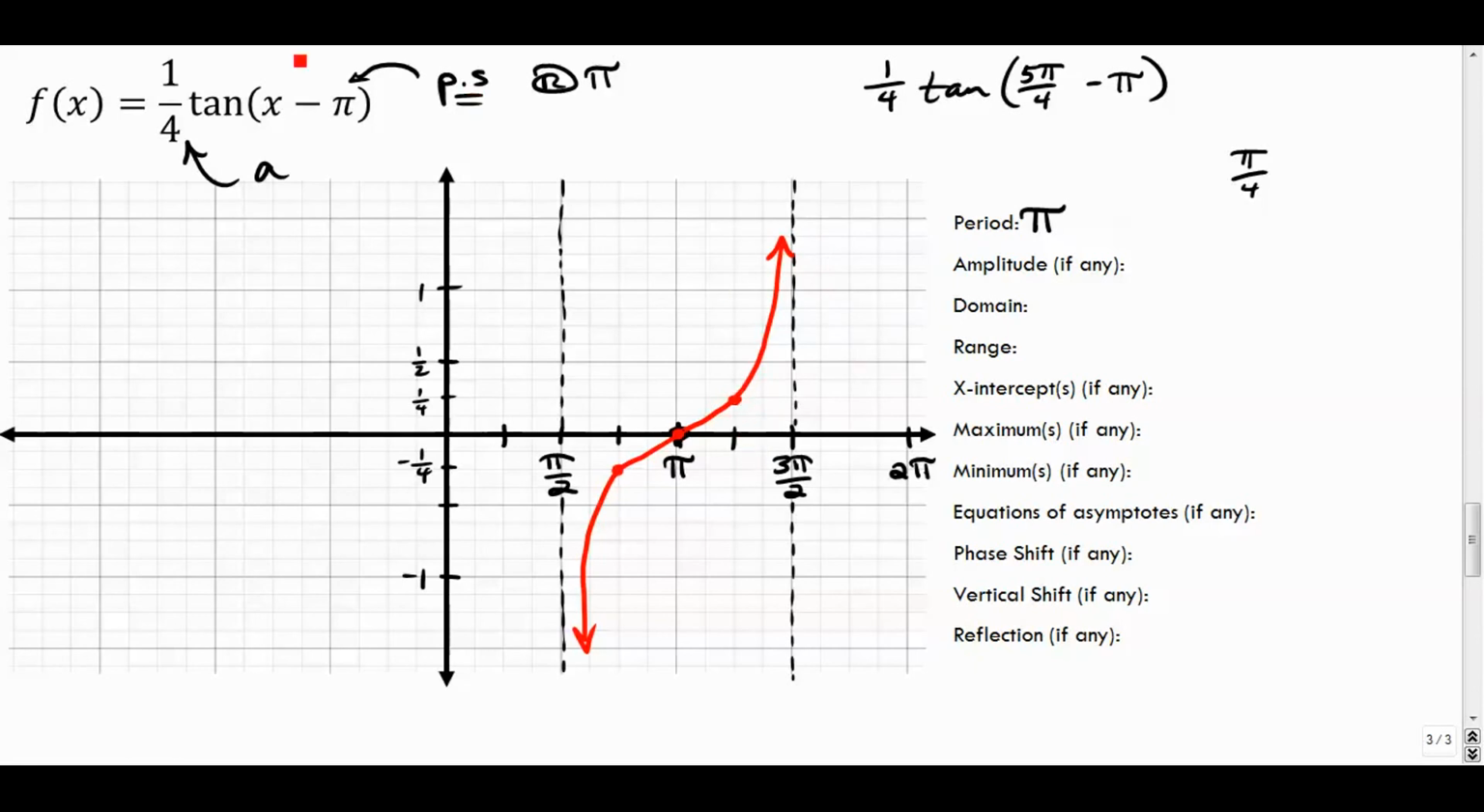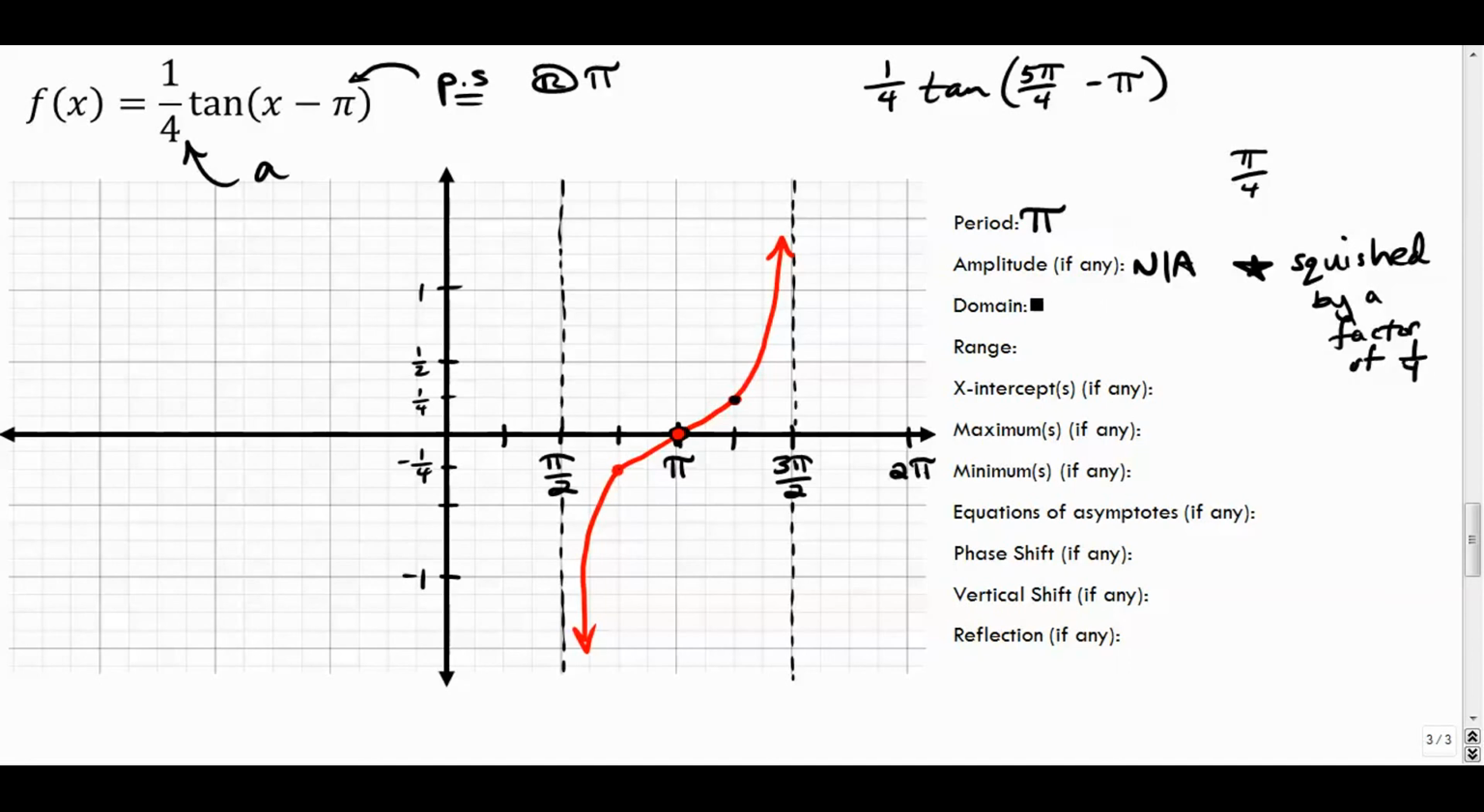Alright, there it is. And the normal tangent graph would go all the way up to here. If it were shifted right pi units, it would go up to here. So you can see the difference between the normal tangent graph and the squished down version of it. Amplitude, there isn't any. Even though the a value is 1/4, that doesn't change the amplitude of the tangent, because the tangent doesn't have an amplitude in the first place. It does squish it down though. So if you want to put that in a parenthetical, it's squished by a factor of 1/4, something like that.